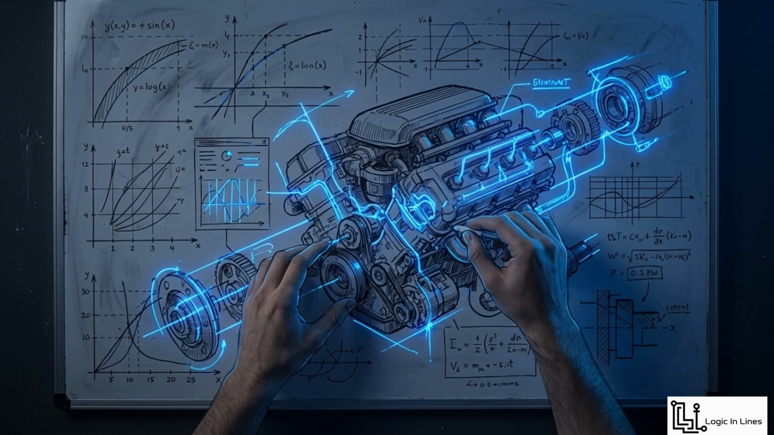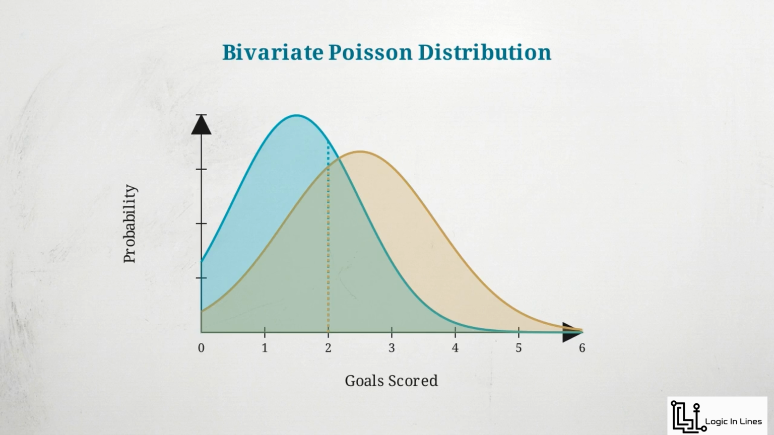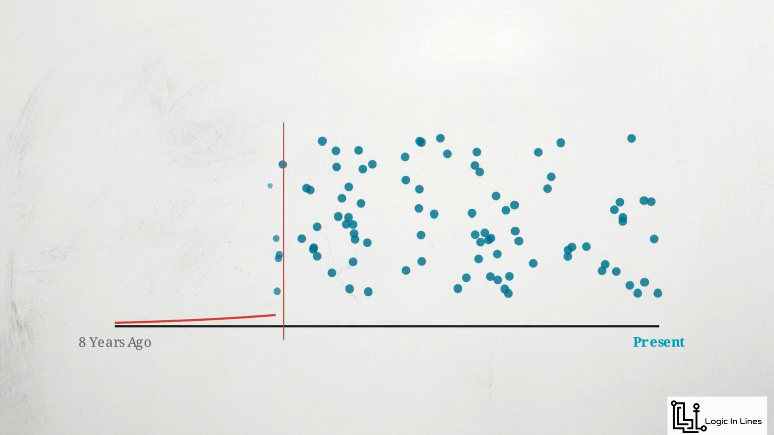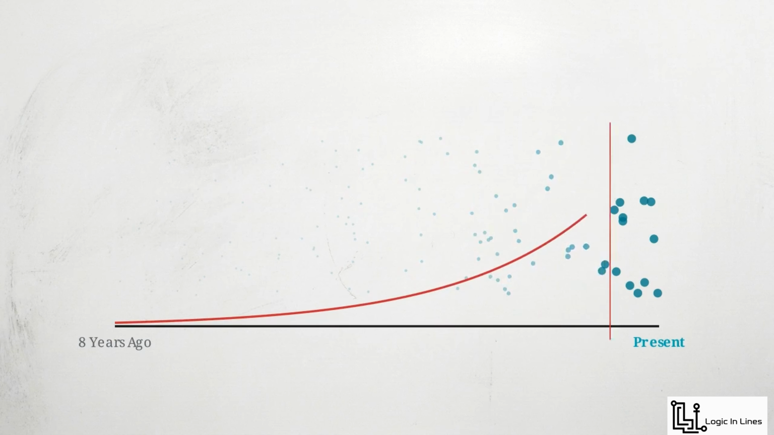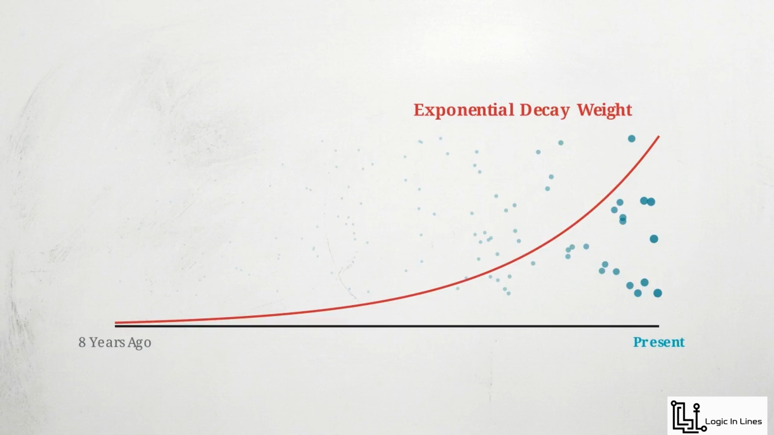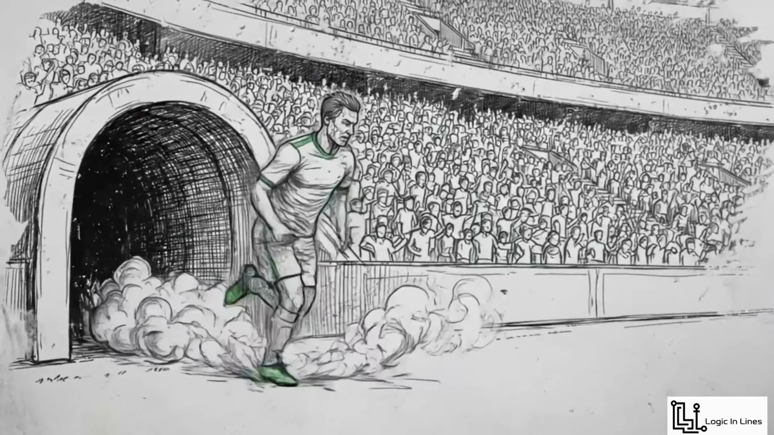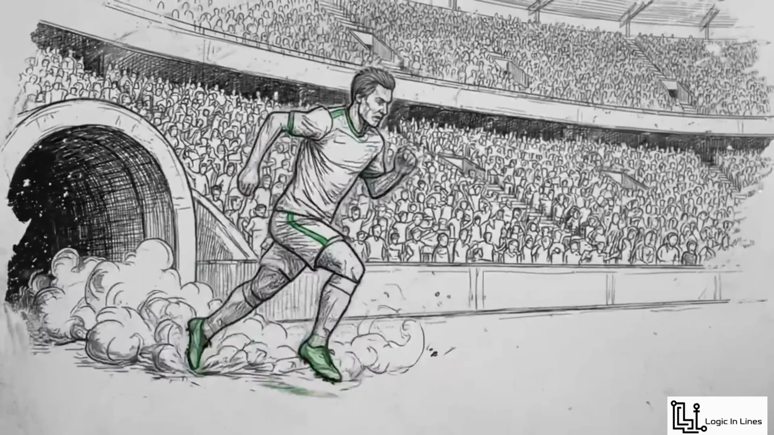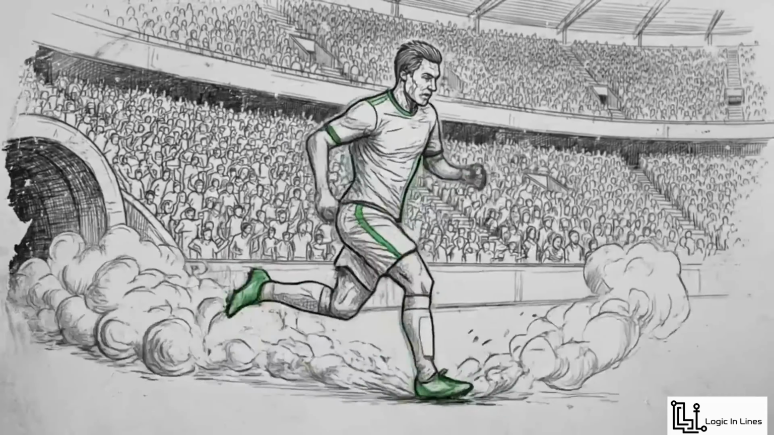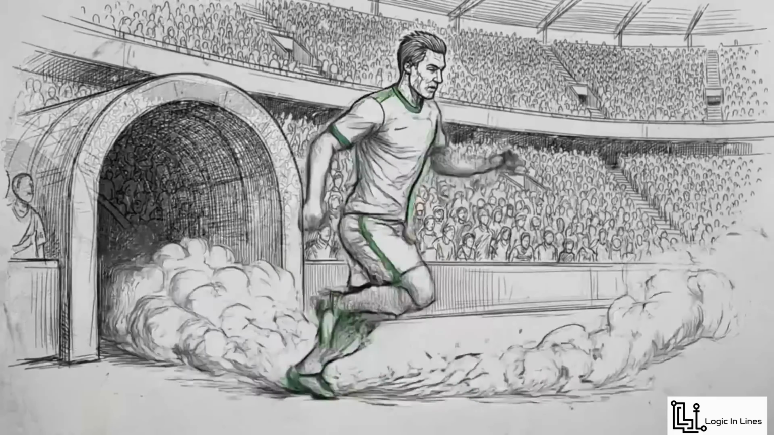Our probability engine starts with 8 years of historical match data. A bivariate Poisson distribution calculates the independent probability of exactly how many goals each team will score. To prevent outdated results from skewing the math, an exponential decay weight prioritizes current form. But historical macro data has a blind spot. It masks the immediate physical impact when a generation of young elite talent enters their prime.